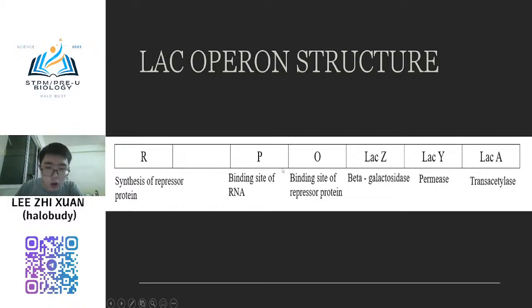Please be aware of this. The regulator is not part of the lac operon structure. It is separate. This is the DNA strand that contains the regulator region, promoter region, operator region, and the structural genes. The lac operon contains three structural genes: lacZ, lacY, and lacA. These are the enzymes that can be expressed. lacA expresses transacetylase, lacY expresses permease, and lacZ expresses beta-galactosidase.